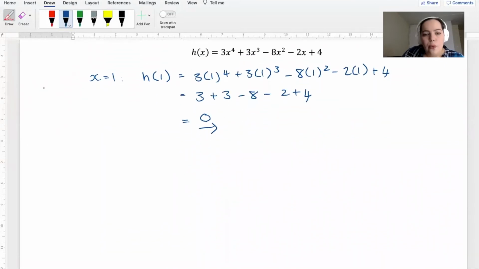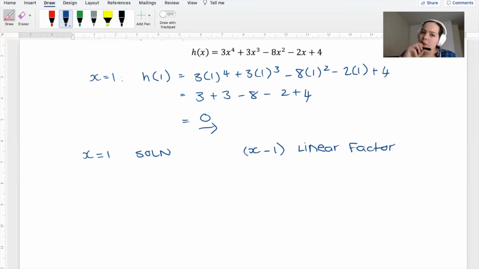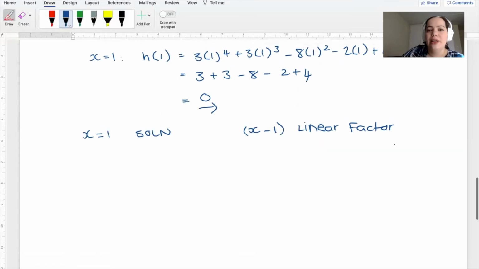So now we're going to say that x equals 1 is our solution and that x minus 1 is our linear factor. Now, previously with a cubic polynomial, you had a linear factor and then a quadratic. Now what you're going to get is a linear factor and then a cubic factor. And here's the thing, you're going to have to factorize that cubic factor, but you already know how to do that. Let me show you what I mean.